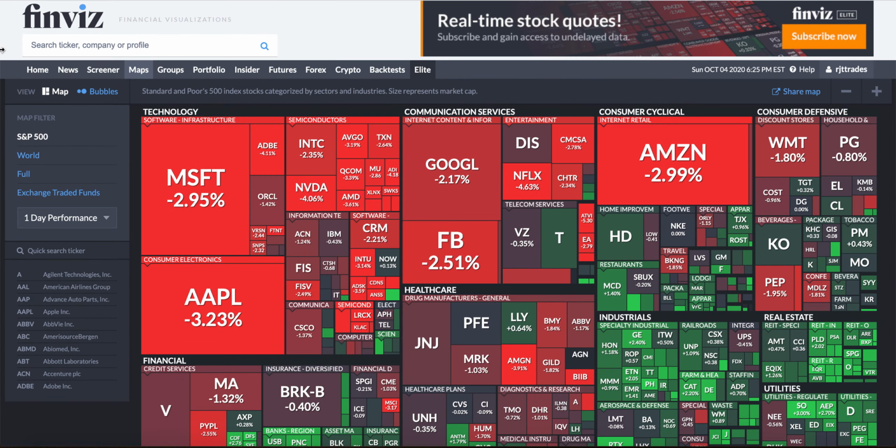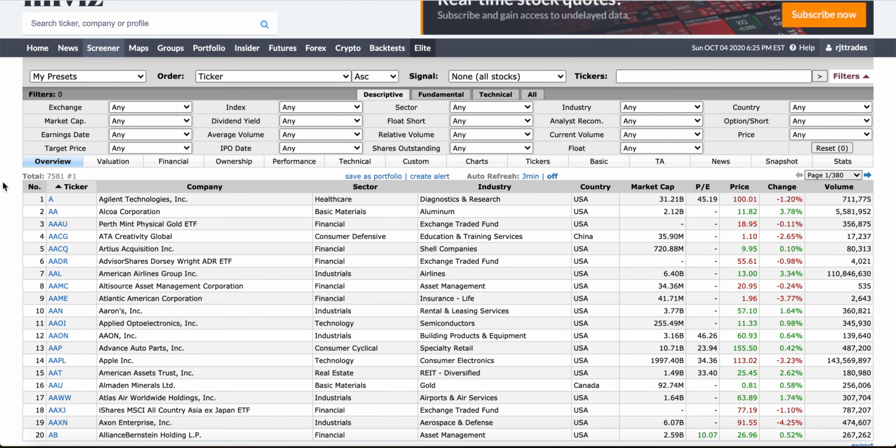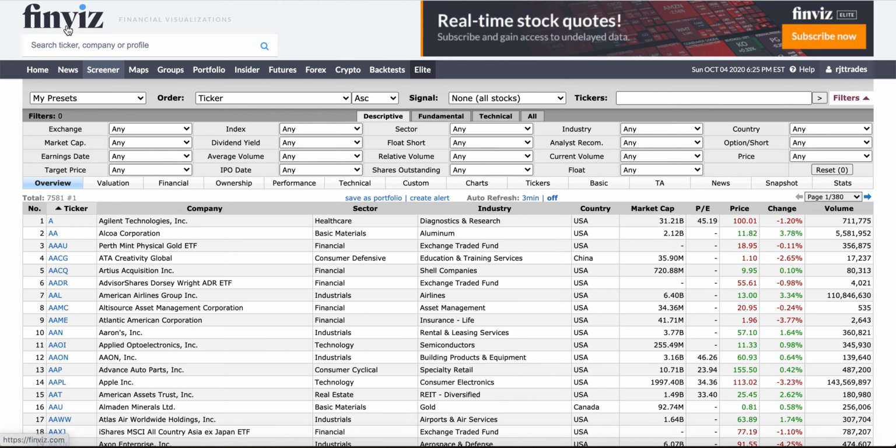But today we are not going to talk about this heat map. We're going to talk about screeners, right? So how do you scan stocks? All you do is go to finviz.com, and you'll see the Screener tab at the top. It's pretty straightforward and it's free. They do have a paid membership too, but literally you can scan for free.